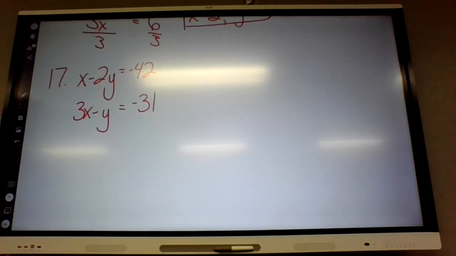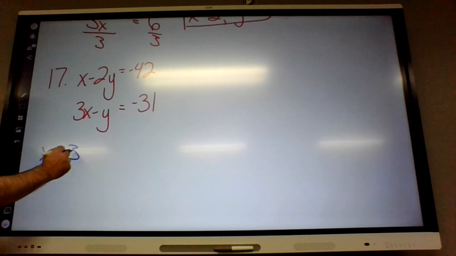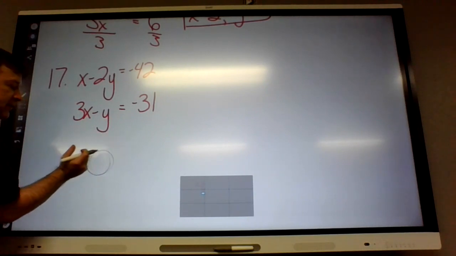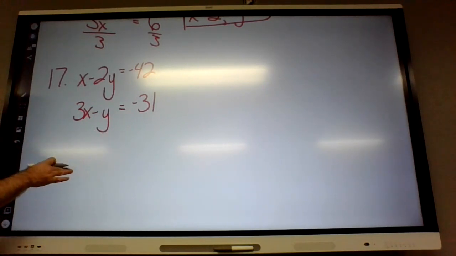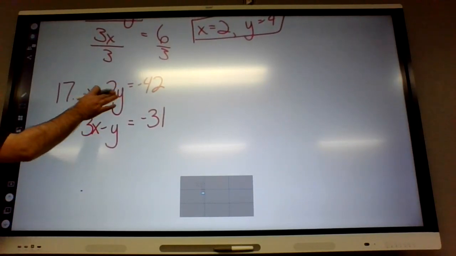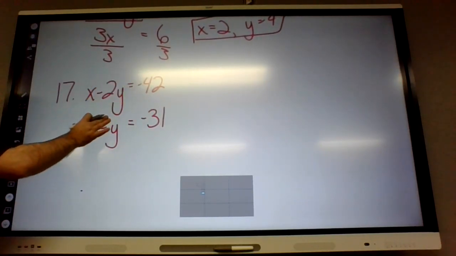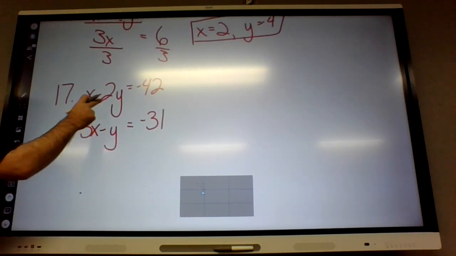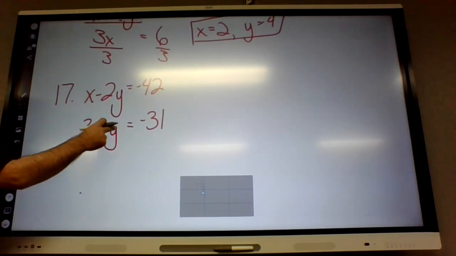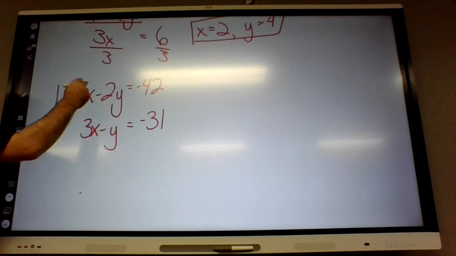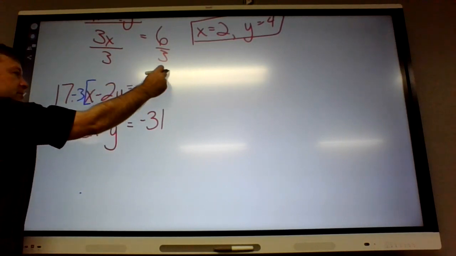The only time I use substitution is if you have an equation like that, like x equals or y equals. Now, if you prefer substitution, definitely do that. I prefer elimination if it's in standard form. So I would probably multiply by maybe negative 2 on the bottom to get rid of the y's, or negative 3 would get rid of the x's. So I'll do that.